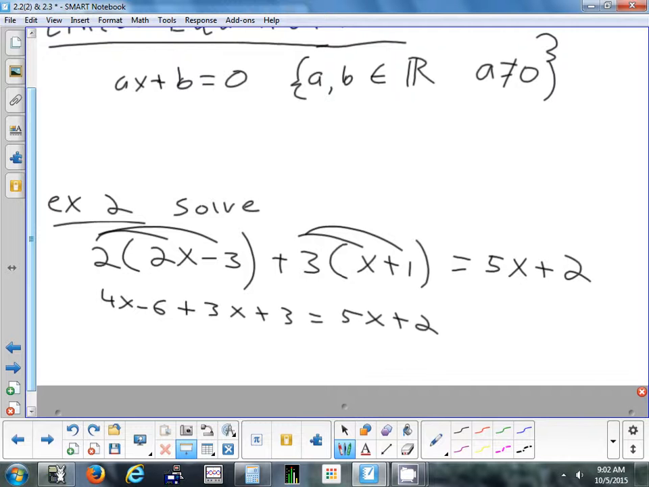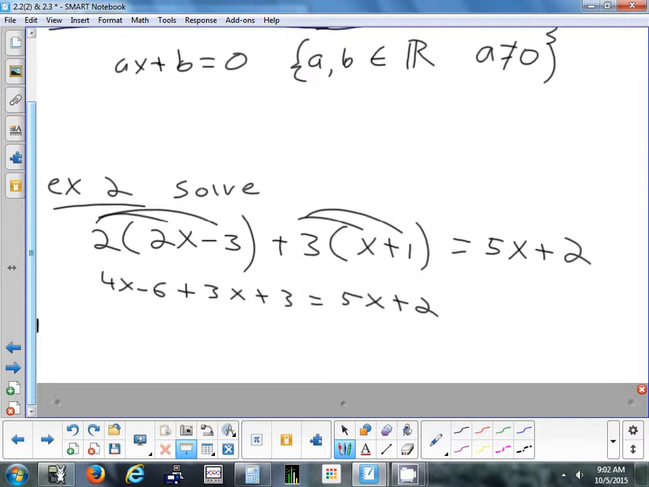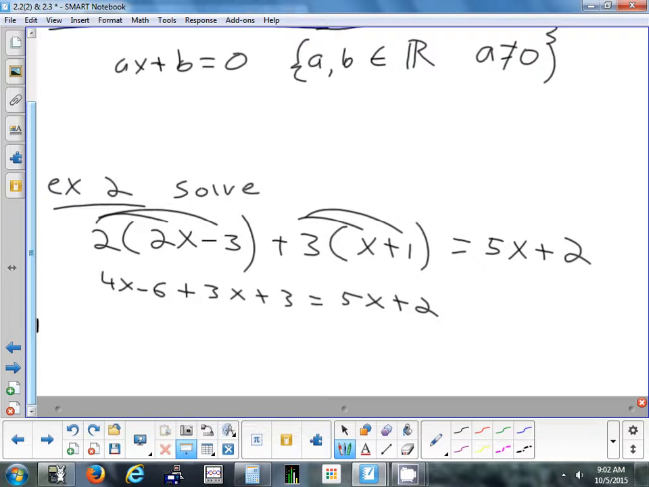Okay, right-hand side, this just stays the same for now. Okay, Nick, what would I do next? Add like terms. Yeah, combine your like terms. So we've got some x's on the left-hand side, and we've also got some constants. Can you combine everything you can together for me? 7x plus 3. What's negative 6 plus 3? Oh, negative 3. All right, so we combined everything we could.